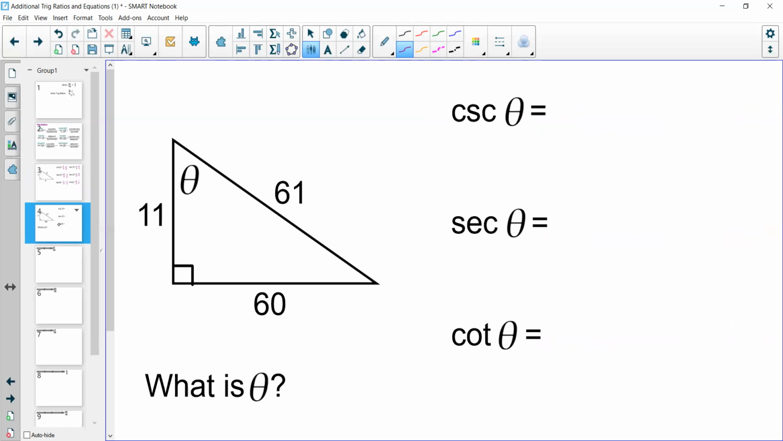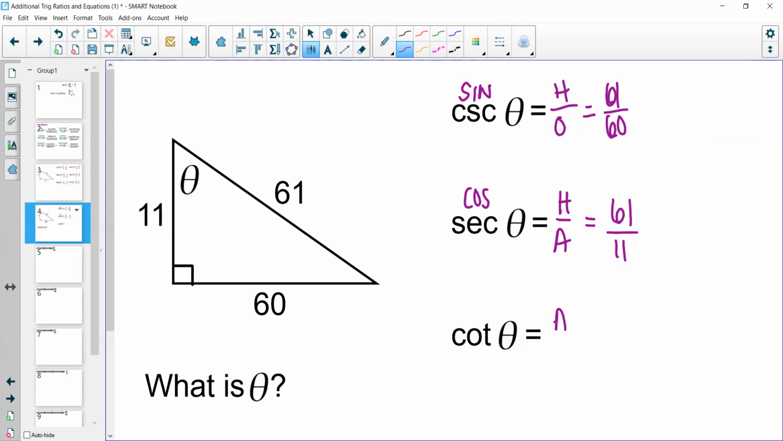So let's take one more second and find the cosecant, secant, and cotangent of this triangle here. The cosecant, remember, pairs with sine. So this one is going to be the hypotenuse over the opposite, or 61 over 60. This one is going to be the hypotenuse over the adjacent because secant goes with cosine. So this is going to be 61 over 11. And cotangent is going to be adjacent over opposite because it is the opposite of tangent. And so we are going to have 11 over 60.